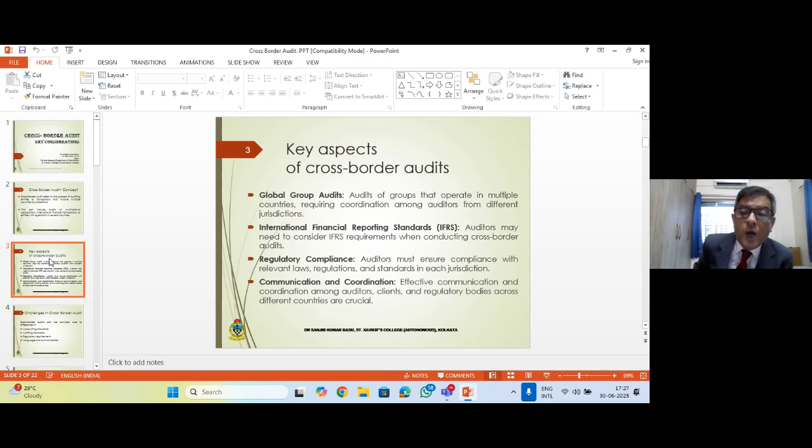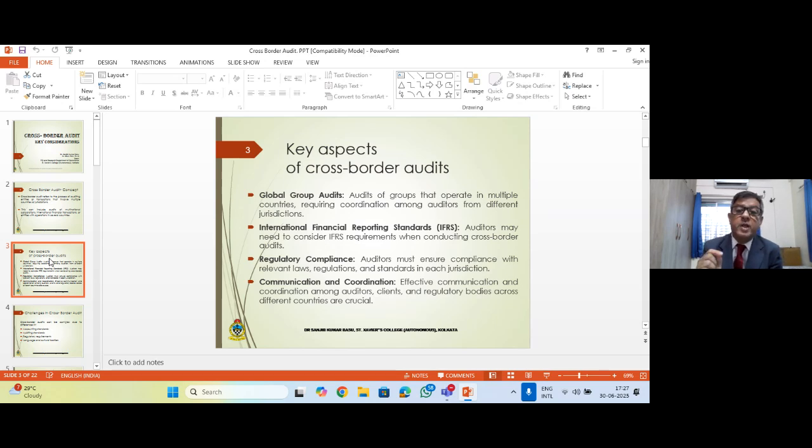Say, for example, all our Indian branches located in different countries are also following Ind AS. In that case, consolidation and reporting is not an issue. But if they have to comply with IFRS in order to prepare the financial statements, then auditors may need to consider IFRS requirements when conducting a cross-border audit, because in that case Ind AS is not applicable. Only IFRS is applicable.